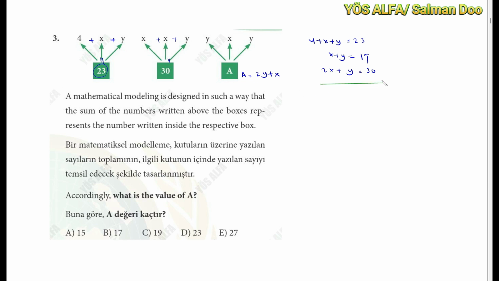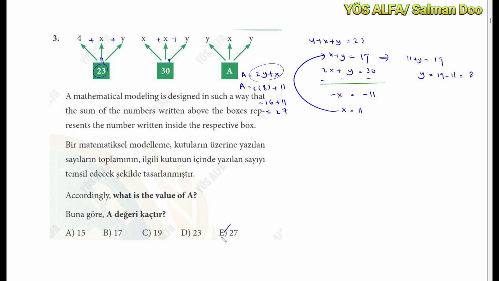Let's subtract the two equations. So we have minus x is equal to minus 11. Thus, x is equal to 11. Plugging in x is equal to 11 into the first equation, we have 11 plus y is equal to 19. From here, y is 19 minus 11, which is 8. So we can find a by substituting these two values into the unknowns here. 2 times 8 plus 11 is equal to 27. So the answer is E.